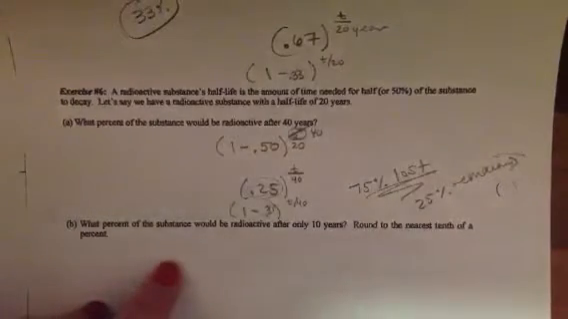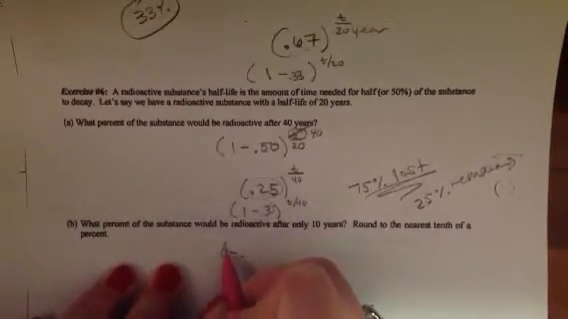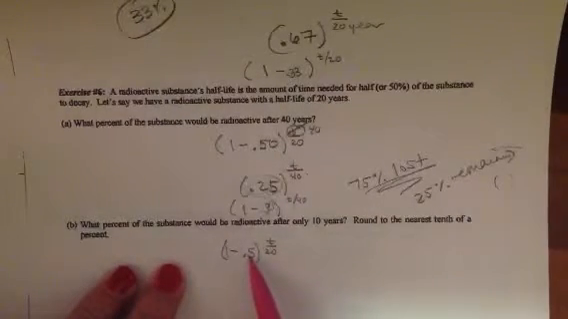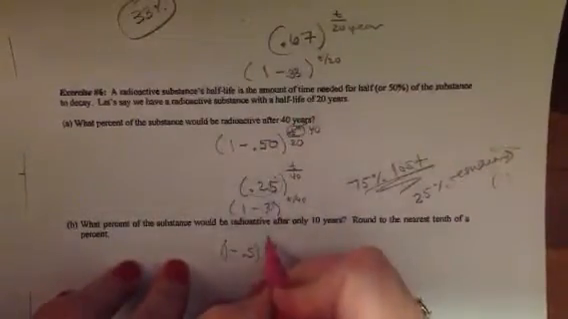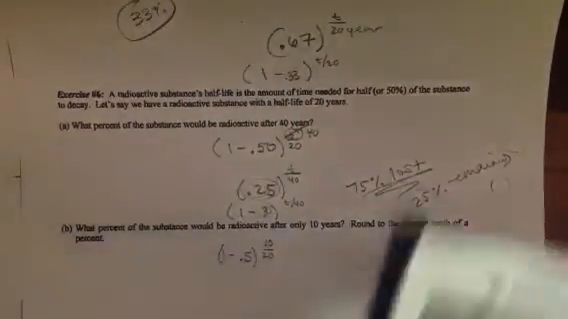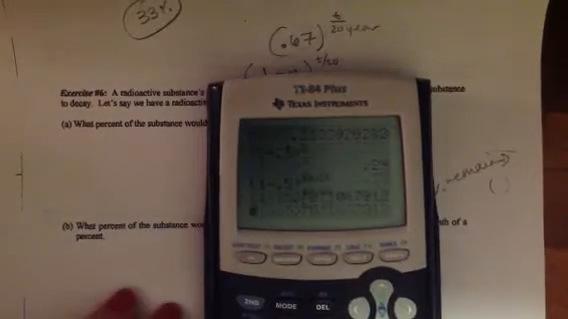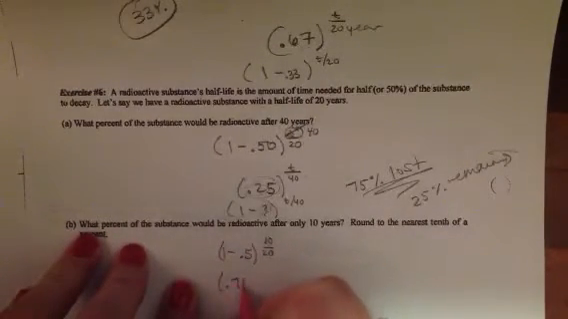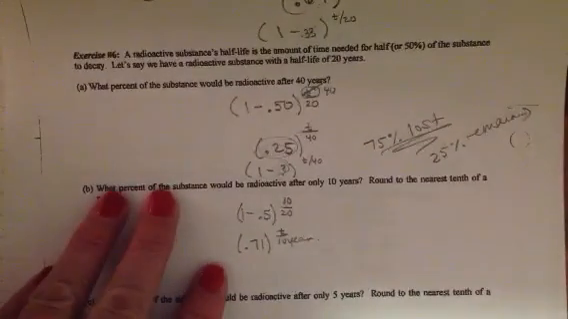What percent would be radioactive after only 10 years? So 1 minus 0.5, t over 20, that's our 20-year half-life, losing 50% every 20 years. They want to know what happens at the 10-year mark. So that's just going to be 1 minus 0.5 to the 10 over 20, which is 0.71, we'll say, just to keep it nice. So that's 0.71. Now we've converted that to the t over 10-year mark.